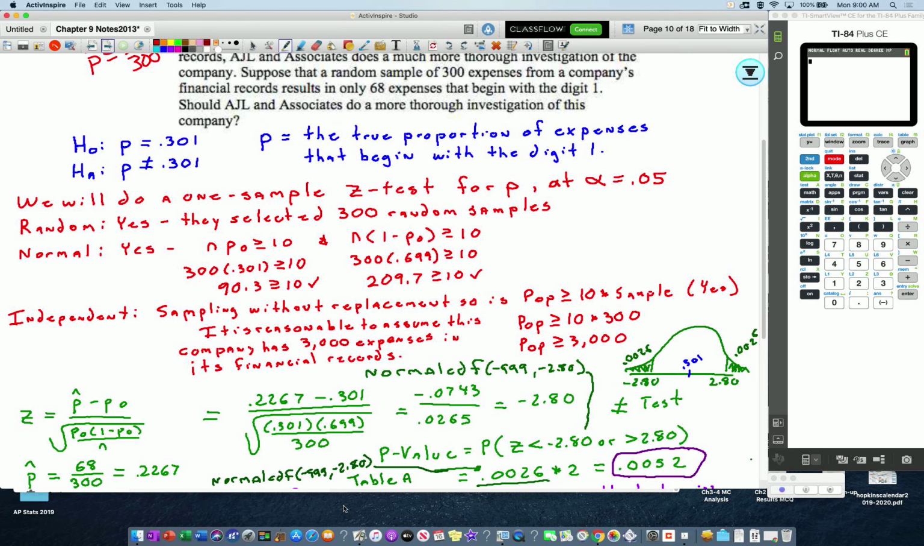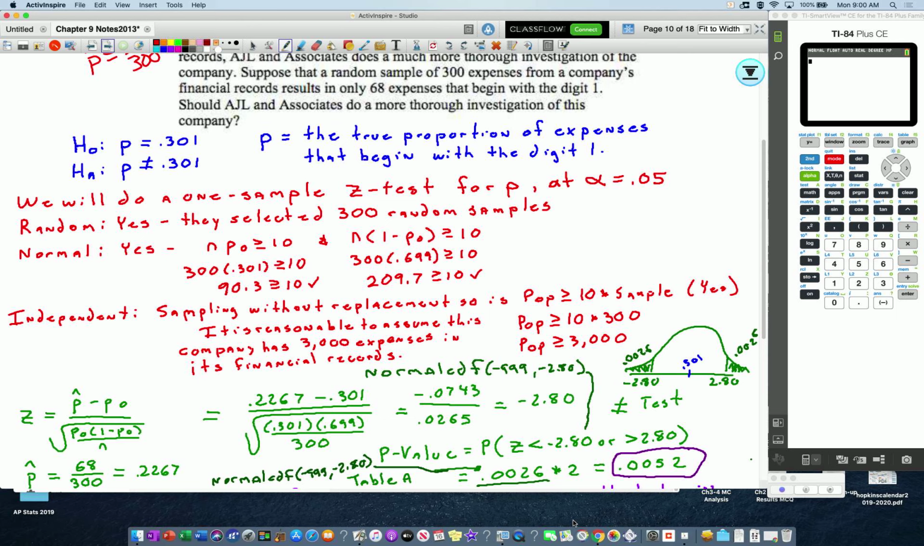Independent: we are sampling without replacement, so the population must be greater than 10 times the sample. Is our population at least 3,000? Does the company have at least 3,000 expense reports? We need to assume that this is a relatively big company. If we take a look at companies like Target or General Mills, they probably have at least 3,000 expenses in their financial records.